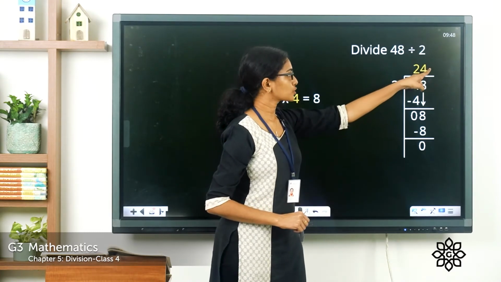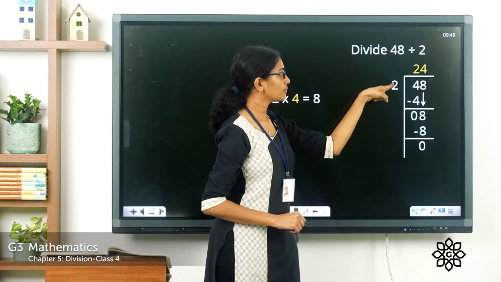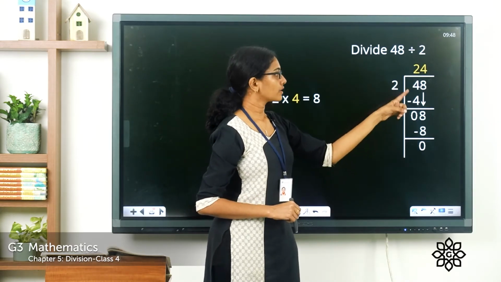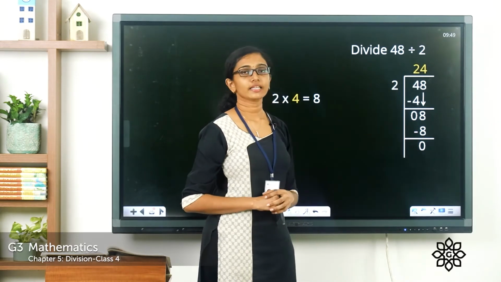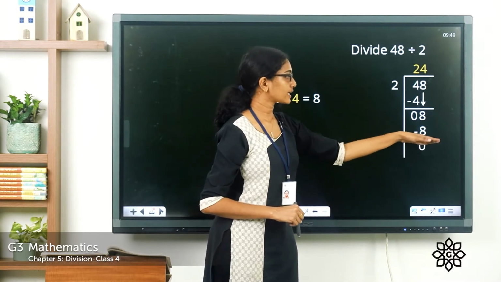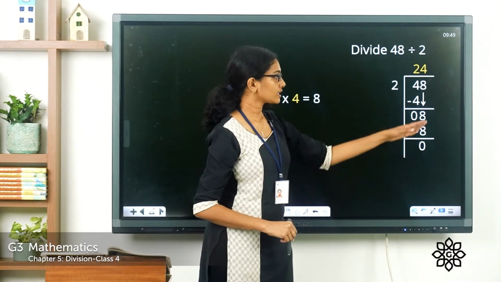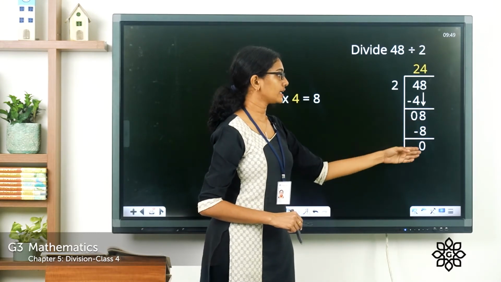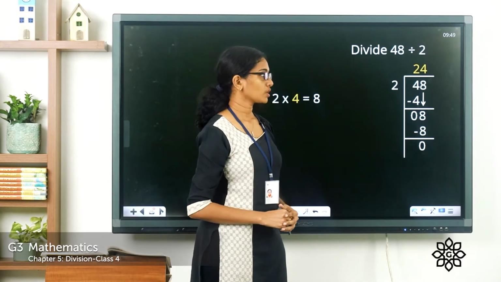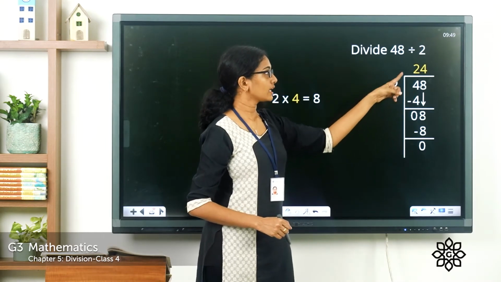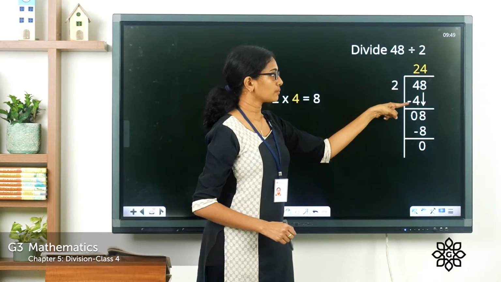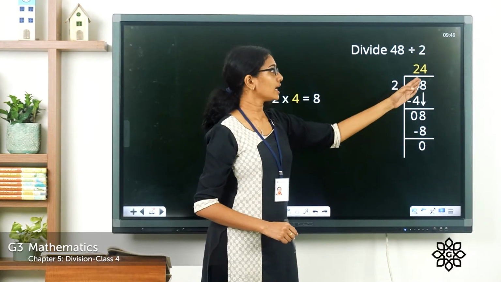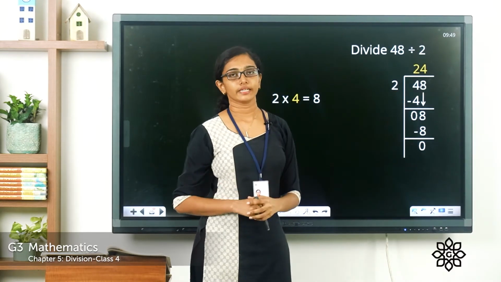The next step is to multiply this 4 by this 2. So, 4 into 2 we do and where do we write that? Just below the 8 that we brought down. And the next step is to subtract these two numbers. And on subtracting, we get 8 minus 8 is equal to 0. So, first you divide, then you multiply, then you subtract, then you bring down and you repeat till there are no more digits to bring down.